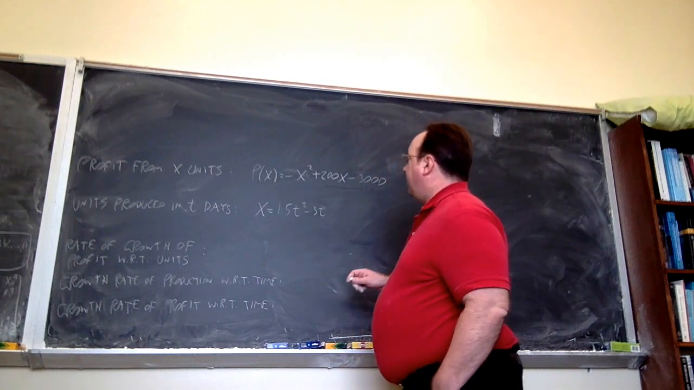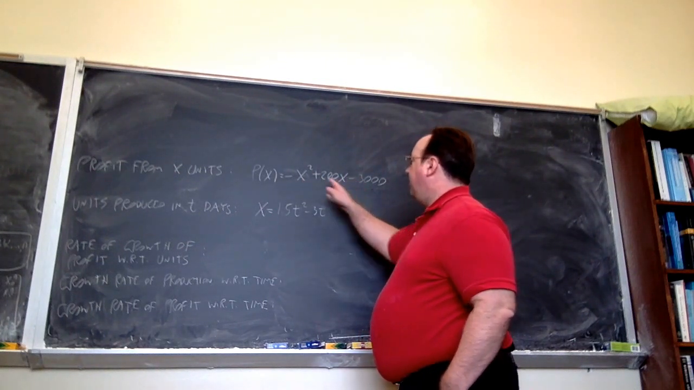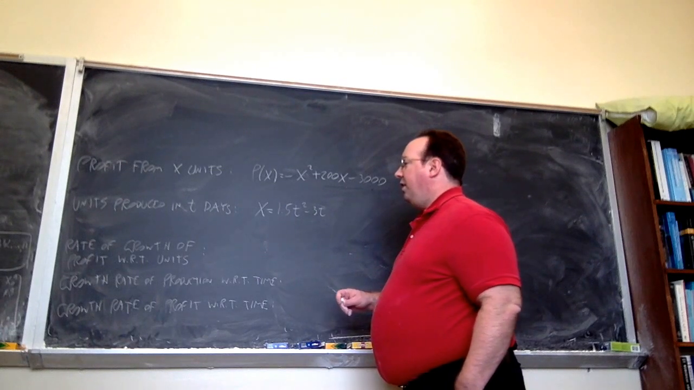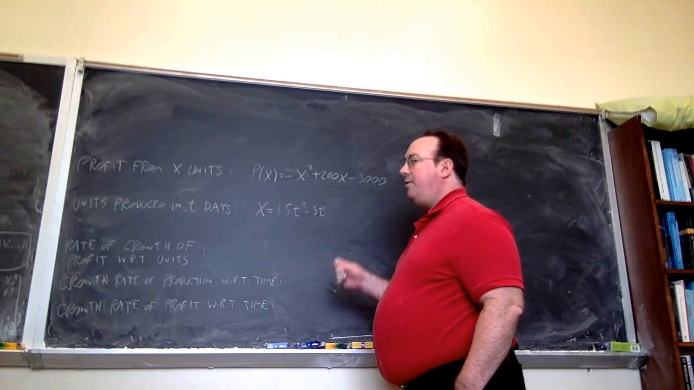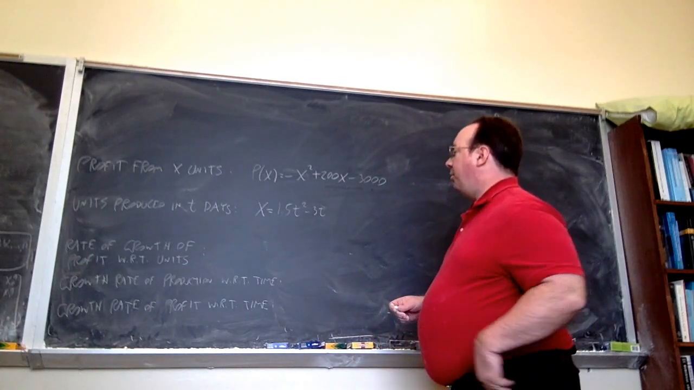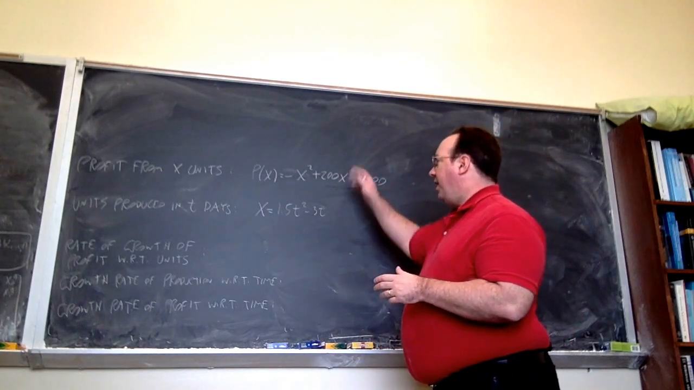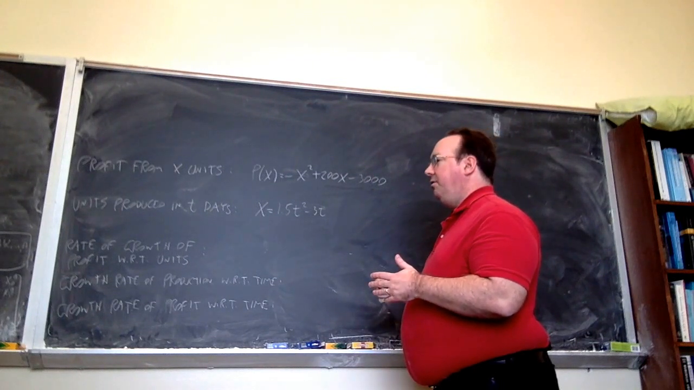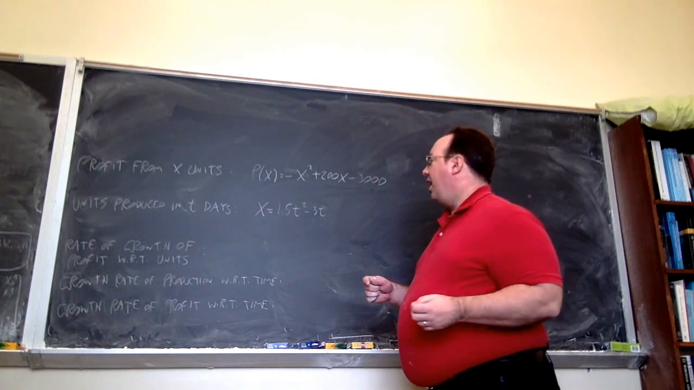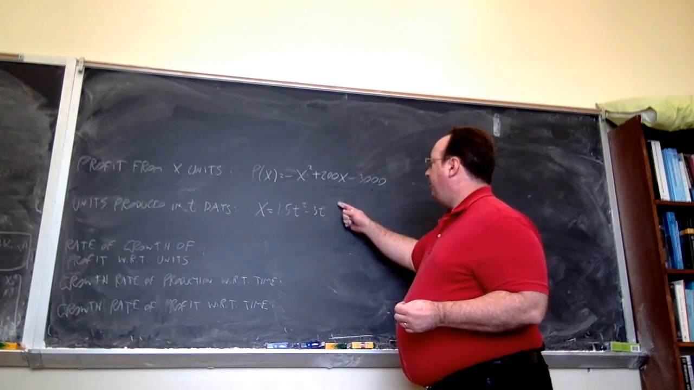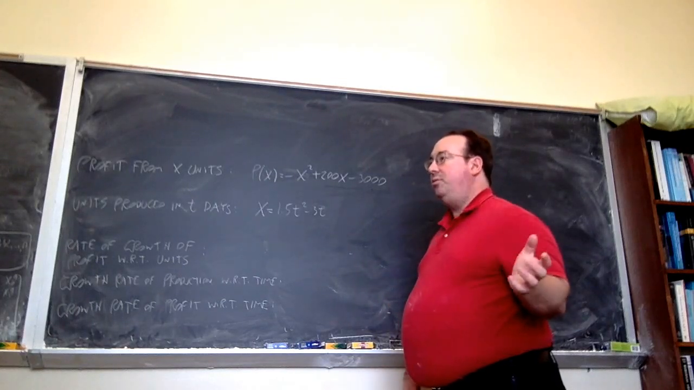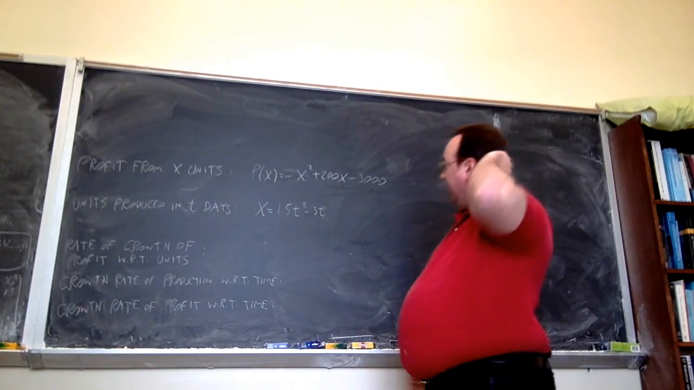So given this relationship, profit in terms of units, and then this function, units in terms of days, I can compute the rate of change of profit with respect to time, where time is measured in days. So instead of trying to come up with a function that determines profit from days directly, I can work with the derivatives of these functions individually and combine them in order to get that rate of change that I'm after.